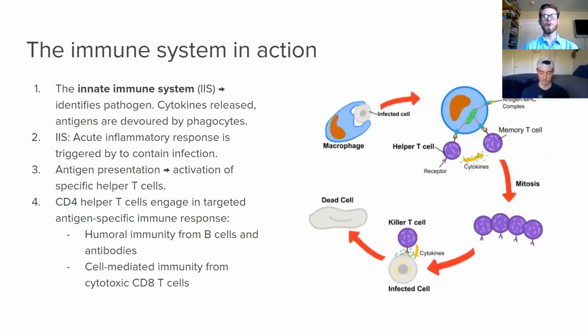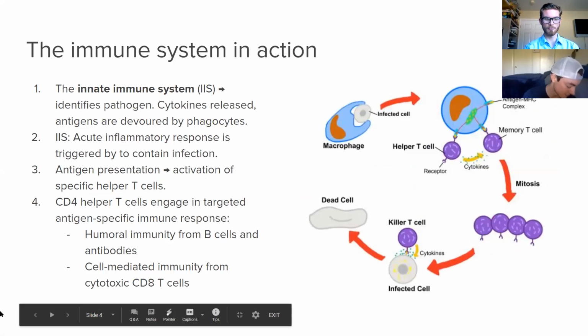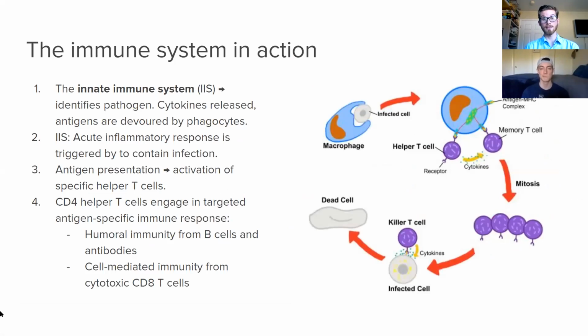So here's a general overview of how the immune system functions within the human body. We will have a pathogen, or a virus in this case, introduced to the system, and the innate immune system will identify the pathogen. This is through a macrophage, which will notice anything that is not normal, and it will present it to T cells in the thymus.